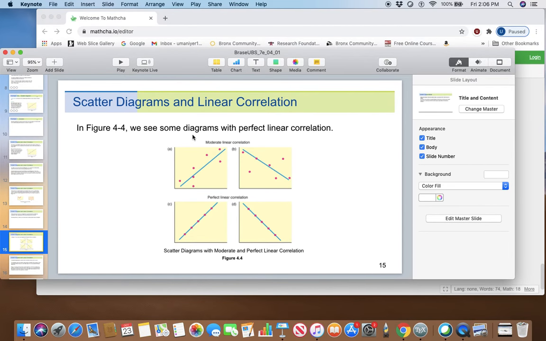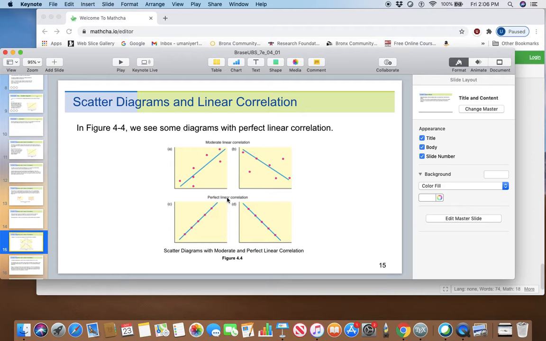So here are some diagrams with perfect linear correlation. So here is a line and here are points. The points are very close. So this is not perfect, but it is moderate linear correlation. This is positive slope. This is negative slope. So this is again, this line is close to the points. This is a moderate linear correlation.